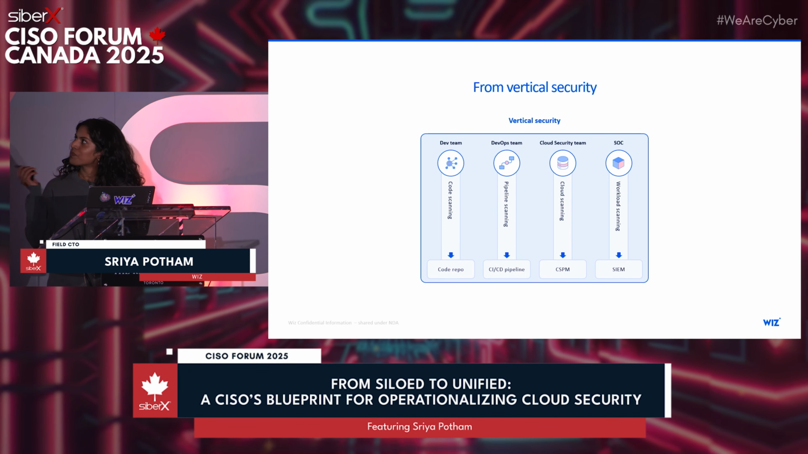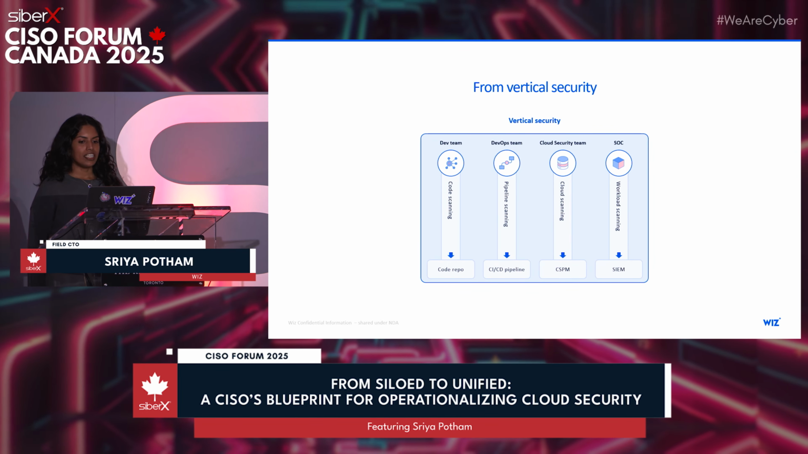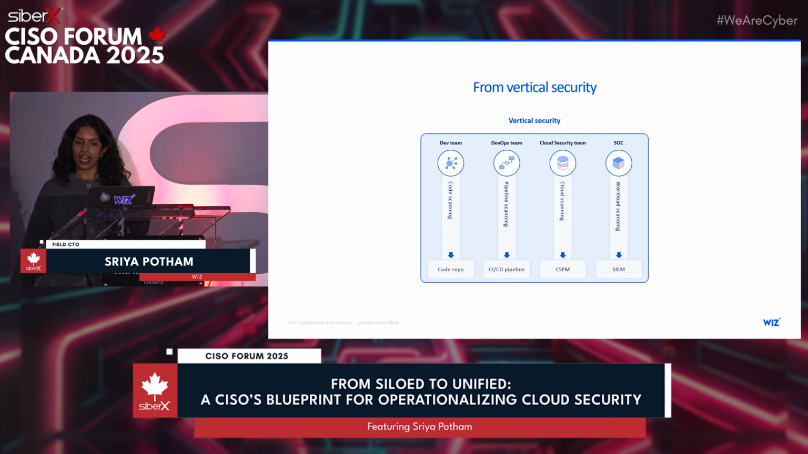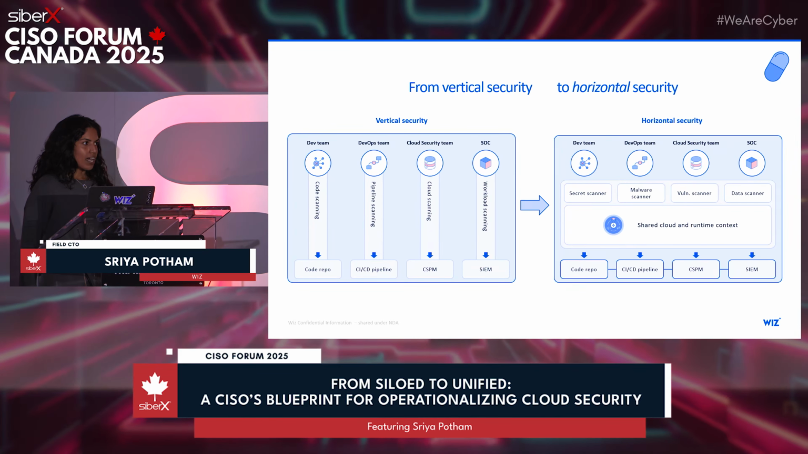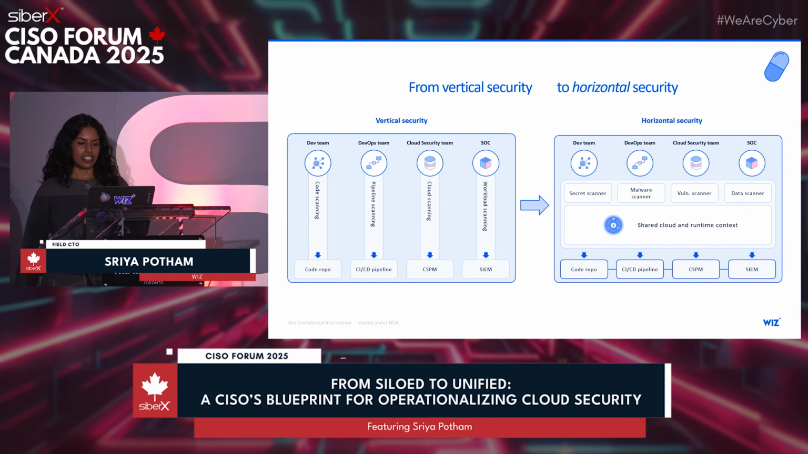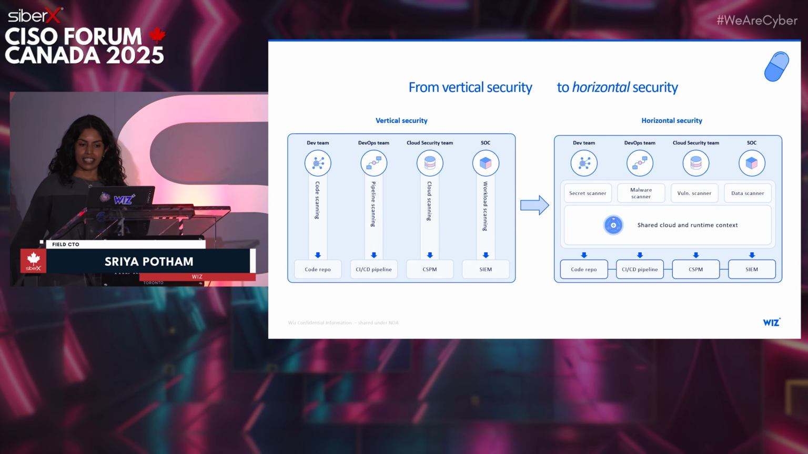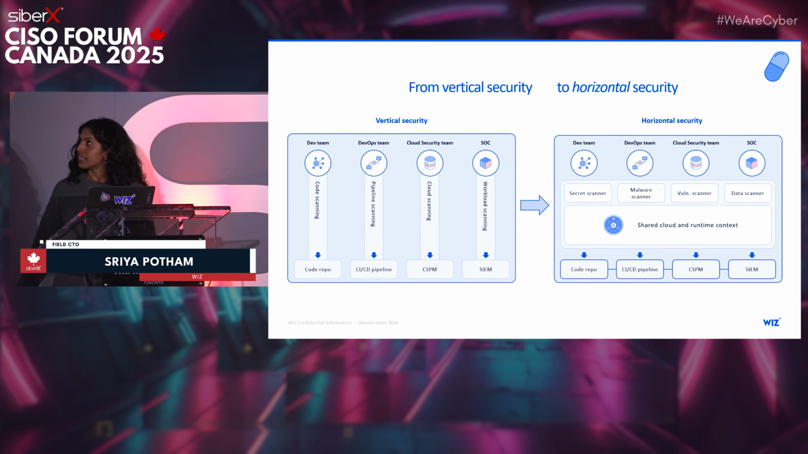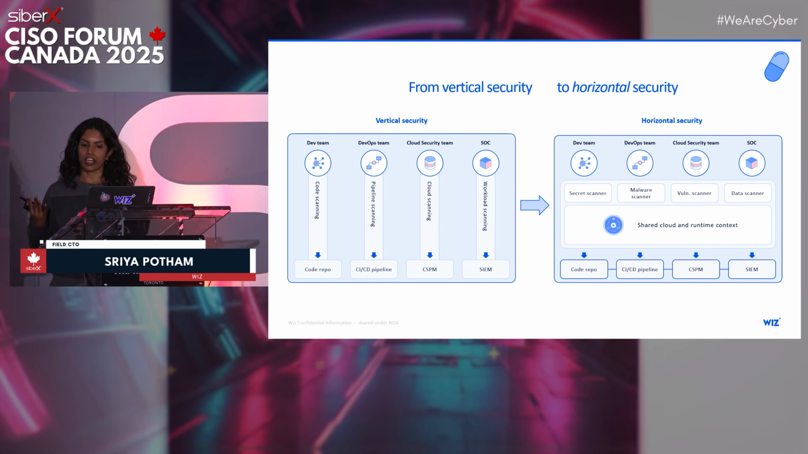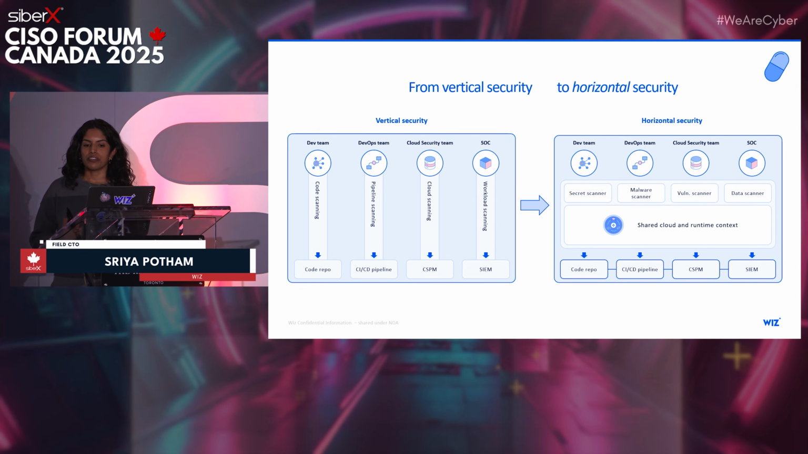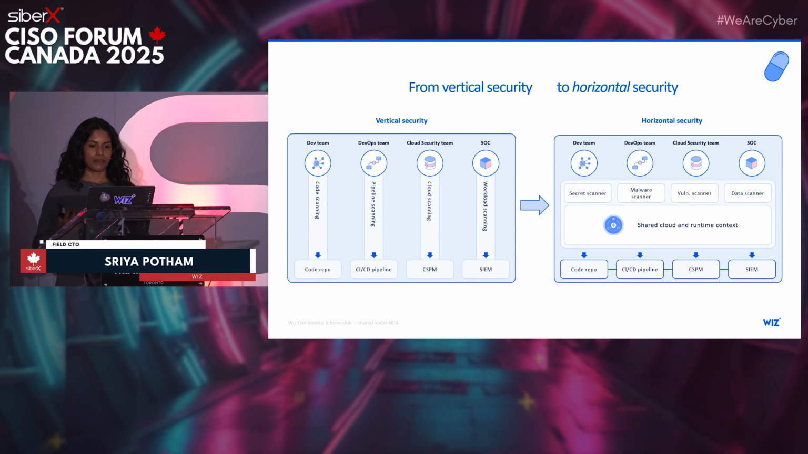So this is what we've just talked about. A vertical security model where each team deploys within their own stack and sees the results within their own tools, lacking context or data sharing with other teams. And to address these gaps, the solution that I'm proposing is that we move to a more horizontal security model, a model that unifies tools, insights, and workflows across all teams.